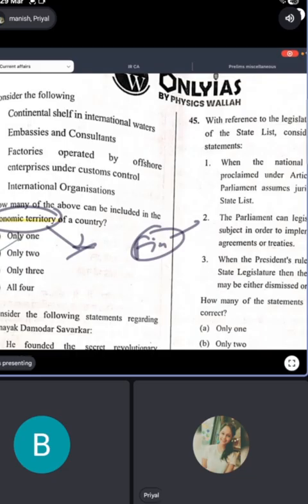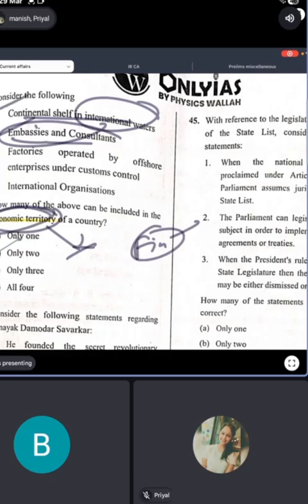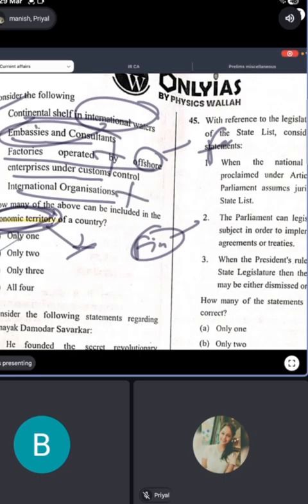So, guys, now listen carefully. If an Indian embassy is in America, so they are earning money, right? So it can be, common sense. Continental shelf in international waters: if India is doing mining exploration and they have got some minerals, so they can be under economic territory. Factory operated by the offshore enterprise. Offshore means what? Foreign country. This cannot be economic territory. An international organization, like the IMF, this cannot be Indian economic territory. So is that right? Common sense.